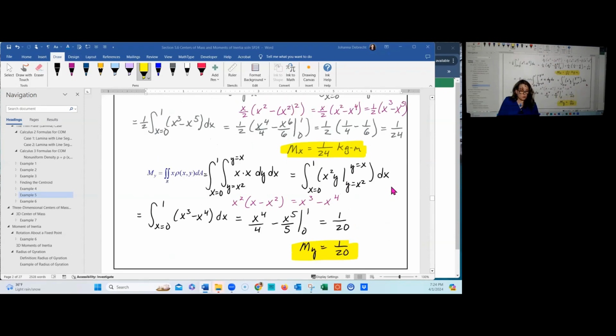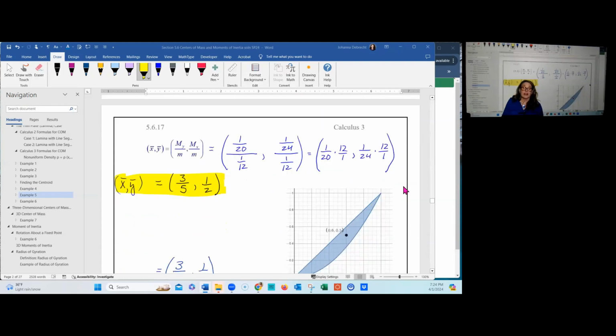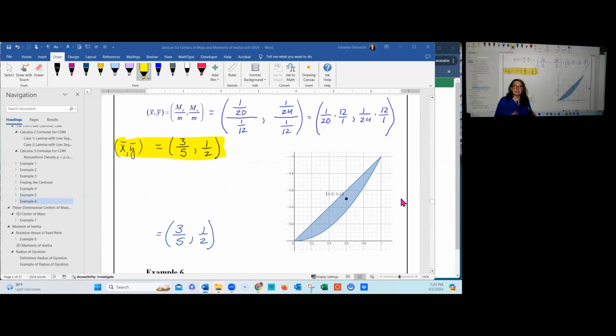And then to find the y coordinate, I take the moment in the x direction and divide by the total mass, which was 1/12 of a kilogram. And when I work it out, I get (3/5, 1/2). So this is the center of mass, given that the density is not constant.